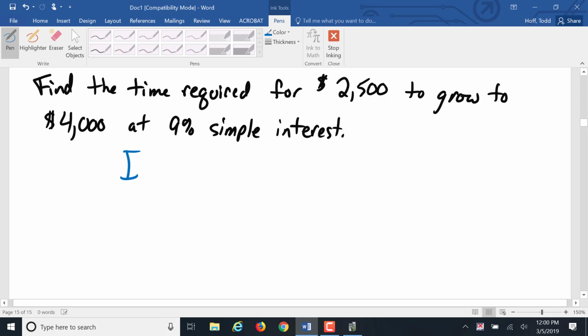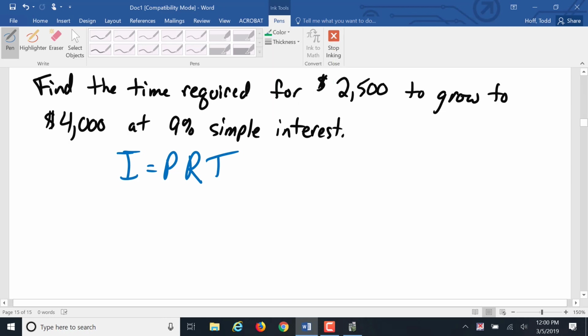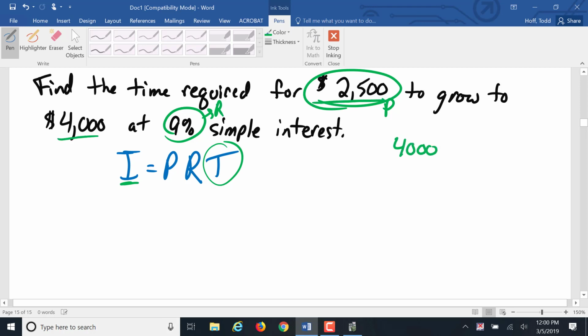So our formula is still I equals PRT. The way this problem is worded, we have to do a little work to find out some of that information, however. The 2,500 is our principal. 9% is going to be converted to find our rate. We are looking for the time. We have to calculate I, the dollar amount of interest. If we're going from 2,500 to 4,000, that means that we need $1,500 in interest. So the dollar amount of interest is $1,500.